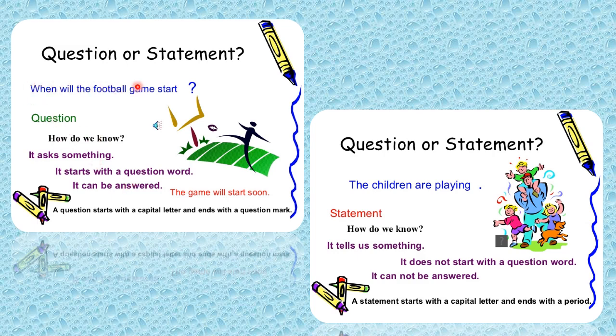For example: when will the football game start? The game will start soon. So this is asking something, and this question is answered. It can be answered, so this is a question sentence. Now a question starts with a capital letter and ends with a question mark. It has the punctuation of a question mark.